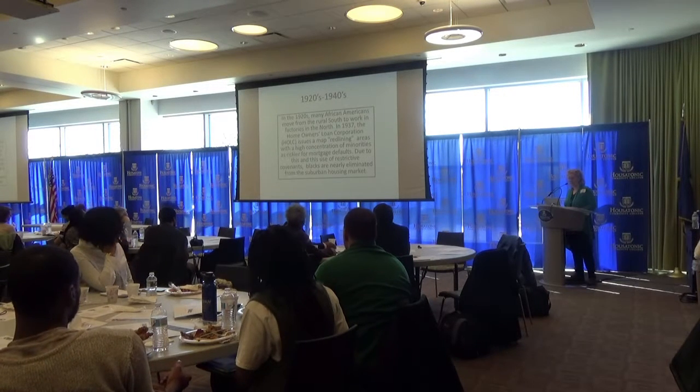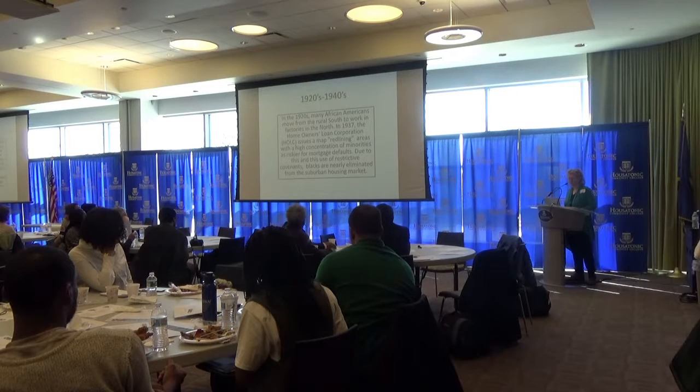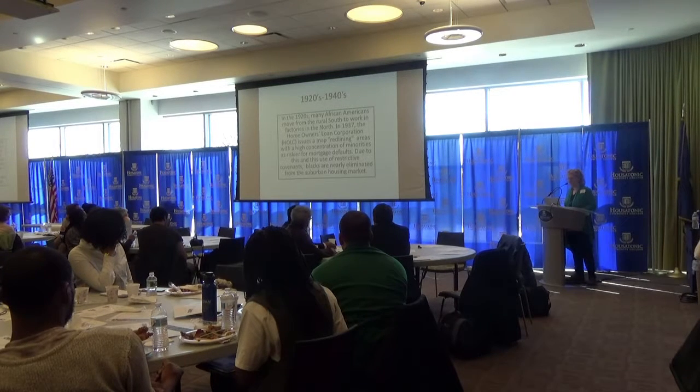1920s to 1940s. In the 1920s, many African Americans moved from the rural South to work in factories in the North. In 1937, the Homeowners Loan Corporation issues a map redlining areas with high concentration of minorities as riskier for mortgage defaults. Due to this and the use of restrictive covenants, blacks are nearly eliminated from the suburban housing market.